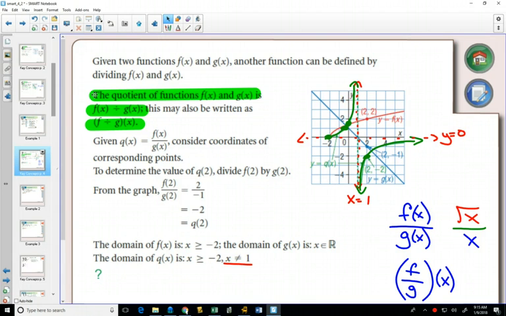Look at that green graph. What is the range of that graph?